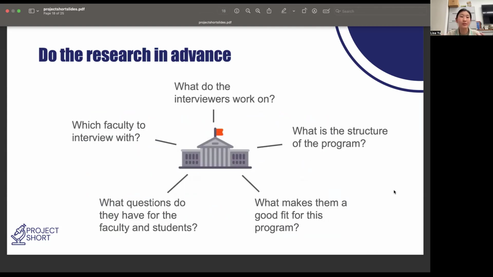So, for example, if it's a rotational program, you should probably know that in advance and know something about the school. And throughout this process, I think people naturally then kind of come up with questions that they'll have for faculty and for students that they meet during the interview process. And it's also good for them to reflect on what makes them a good fit for the program throughout this process.